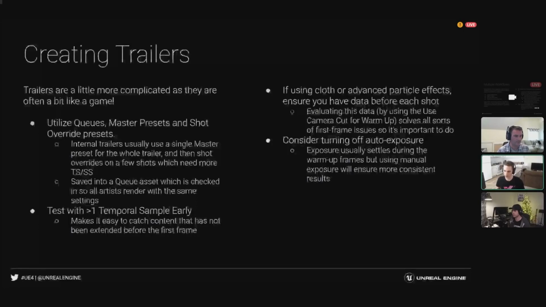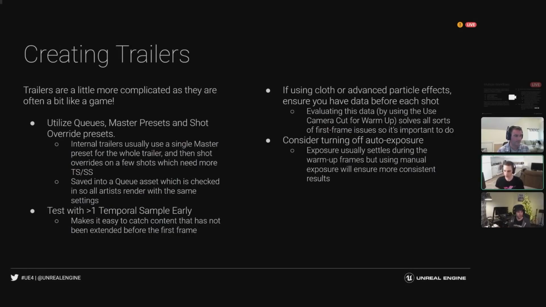Then we save this into a cue asset, we check that in, and now any artist can open up that Q asset, import it, and they're going to get the exact same render settings as everybody else. So that keeps everything nice and consistent. An artist looks at his work, and it's going to look the same when the render manager guy renders it.